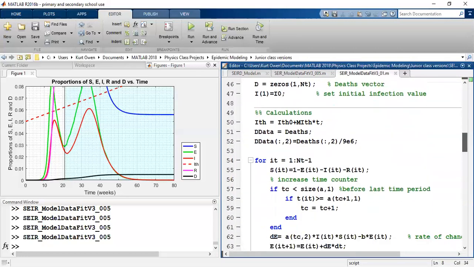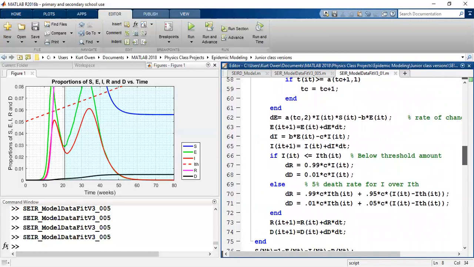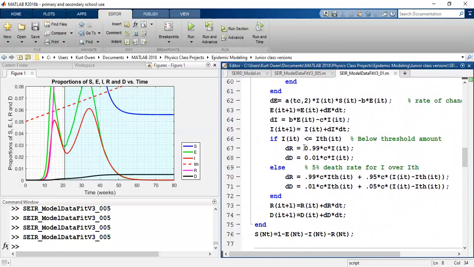Okay, so in the 1% model, when we got down to the part of the code where we're deciding how many people will recover and how many people die, we have a number 0.99 for the rate at which they're recovering, and a number 0.01 times the c-value times I for those who are dying. So you can see that's a 99% recovery rate and a 1% death rate. So as people leave the infected pool, they go either into the pool for recovered people or the pool for people who have died. We have 99% recovering and 1% dying.